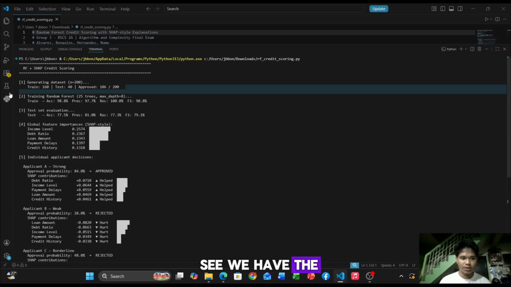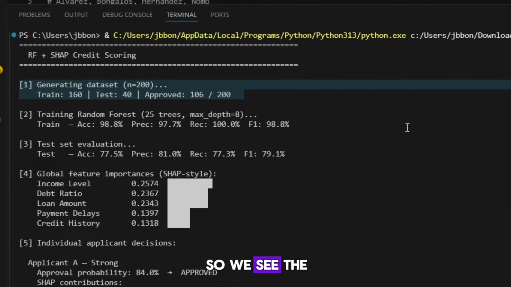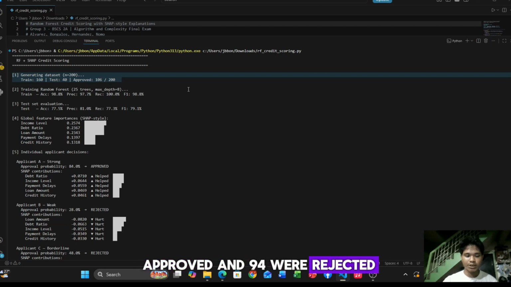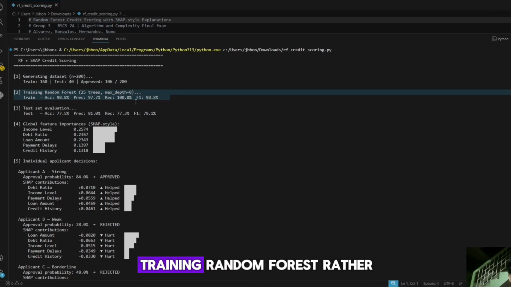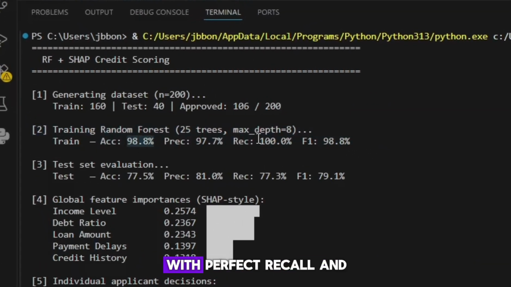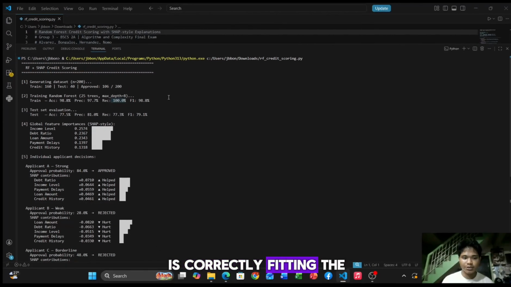So as we can see, we have the generating dataset. We see the 200 records with 164 training and 44 testing. 106 applicants were approved and 94 were rejected. A roughly balanced dataset, which means our model will not be biased toward one class. Next, we have the training random forest. The training achieves 98.8% accuracy with perfect recall, and this is expected, and it proves that the algorithm is correctly fitting the training patterns. The high F1 score confirms that the model is not ignoring the minority class.